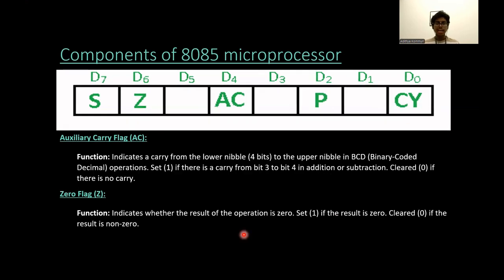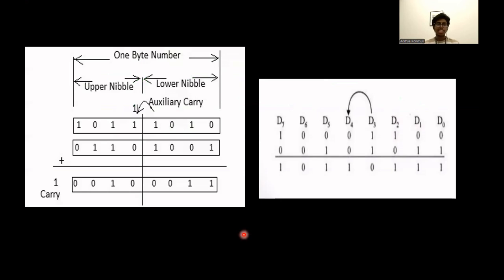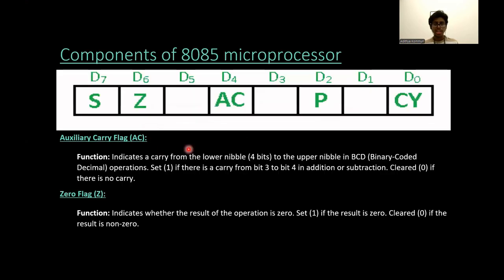In the auxiliary flag, let us look at an example to understand it. This is called the lower nibble. The last 4 bits are called the lower nibble, and the first 4 bits are called the higher nibble. When a carry is generated between the lower nibble and higher nibble, the auxiliary flag will be set as 1. If not, it will be set as 0.